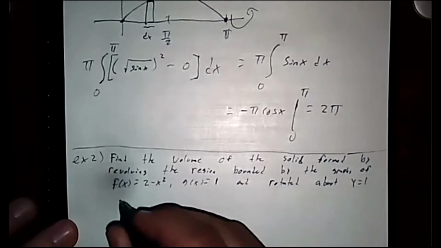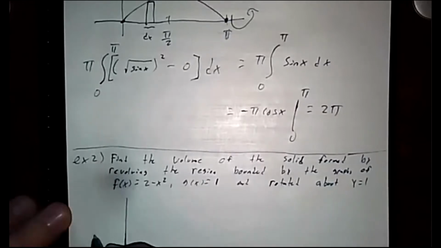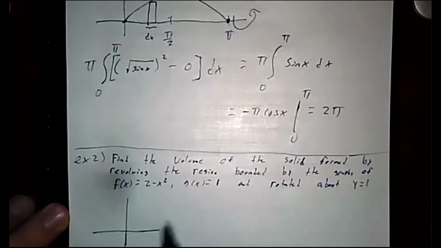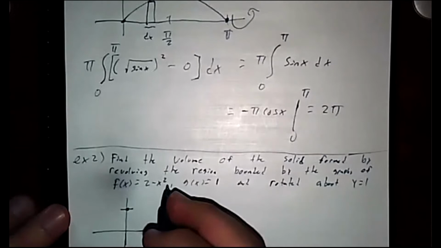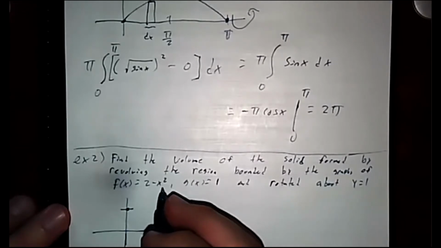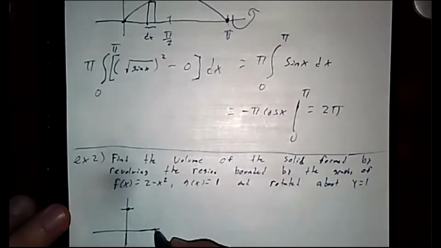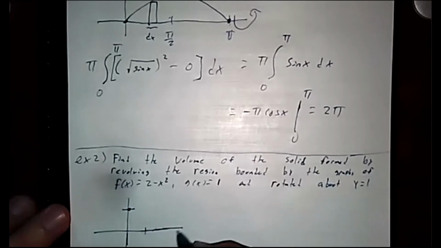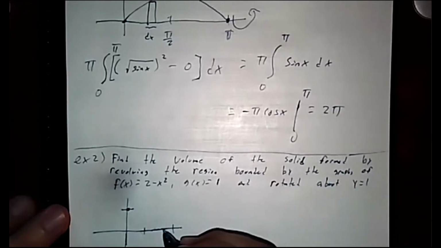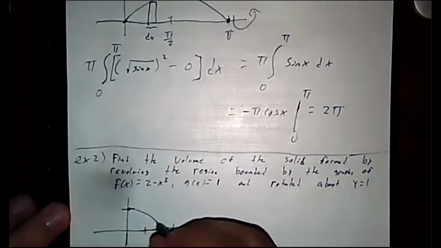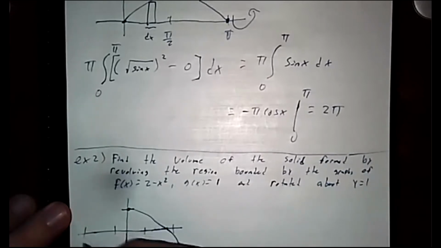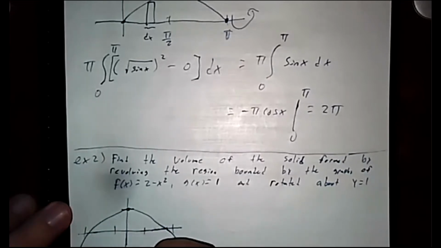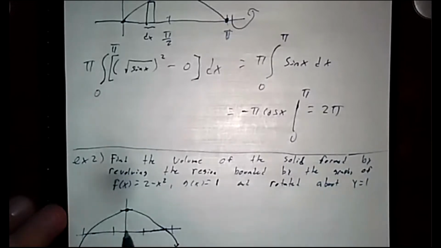So the graph will be, if I plug in 0, I get a 2. So my parabola is right there. If I plug in 1, it's right here, 2's right there. So somewhere around here, it hits the x-axis, square root 2. Y equals 1 is right here.